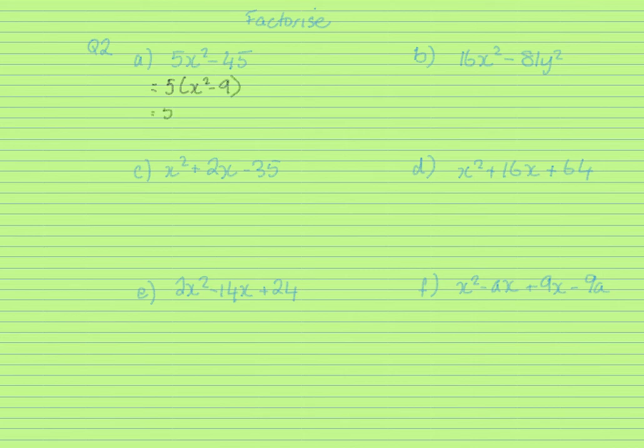Then I'm going to recognise that in that bracket is a difference of two squares. I've got x squared minus 3 squared. So I can leave the 5 at the front, and now I'm going to write x minus 3, x plus 3.